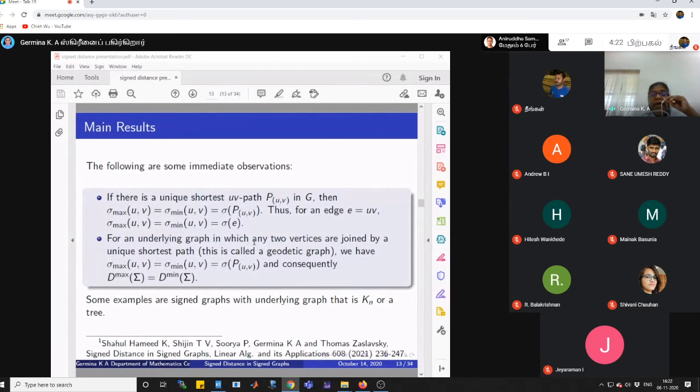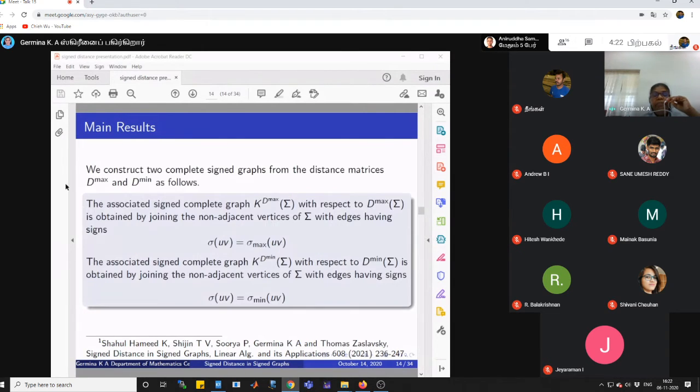For an underlying graph in which any two vertices are joined by a unique shortest path, which is called a geodetic graph, we have sigma max of UV equal to sigma min of UV equal to sigma of P_UV. So consequently, our matrix D max of sigma will be equal to D min of sigma. Let us have a look at some examples, because it is a newly introduced concept: signed graphs with underlying graph K_n or a tree. For this example, you can look at.